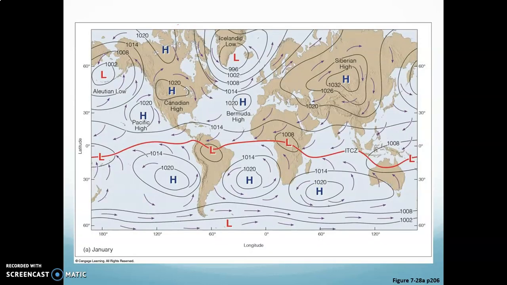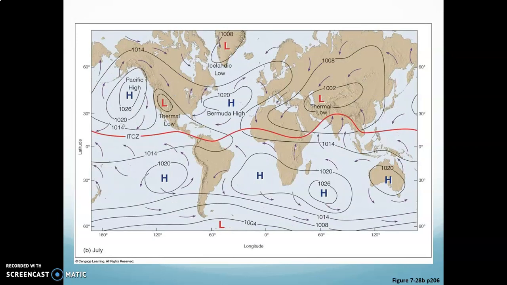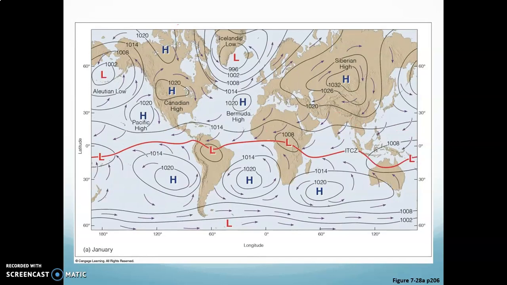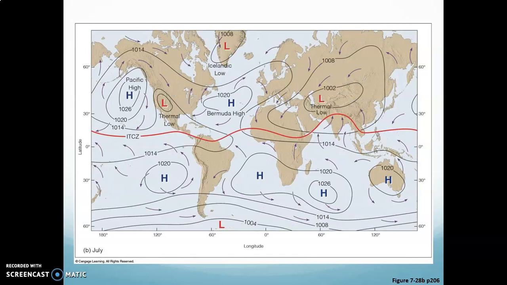Now we can get rid of the other assumption as well, that is that the sun is always overhead at the equator. We can look at this is the typical map for January. You can see what happens as we move towards July. Everything moves to the north. The ITCZ is in the southern hemisphere in January, but in the northern hemisphere in July.